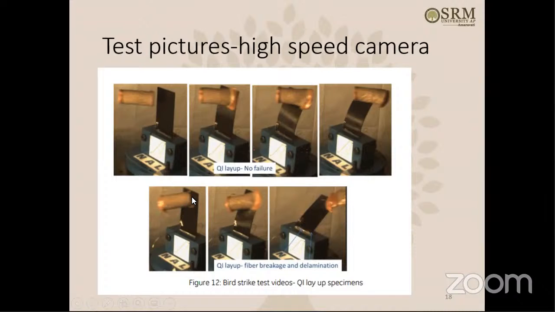Based on the location of hitting. See, here the location of bird hitting is shown, but it may vary, like sometimes it is near the tip, sometimes it is mid length, the middle of the specimen, or sometimes the offset bird. Offset bird means half of the bird is hanging outside, so only half bird is hitting on the plate and half is hanging outside the plate like this. That is offset bird hitting.